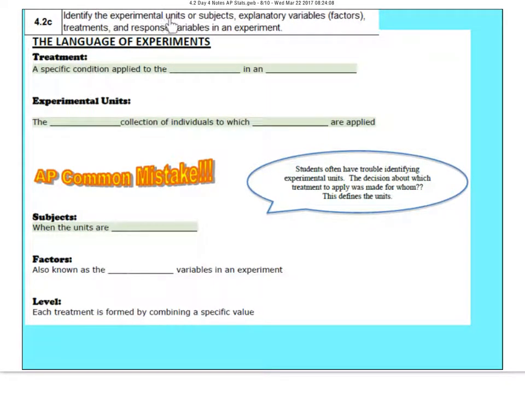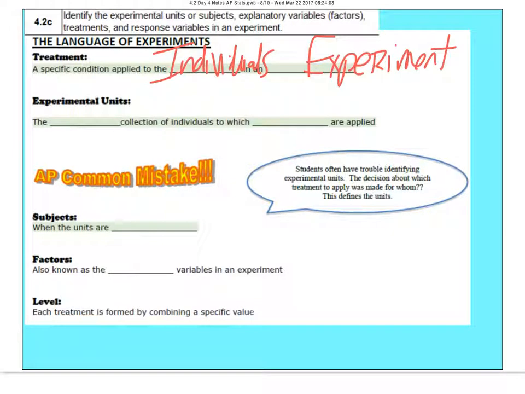4.2c, we're going to identify experimental units or subjects, the explanatory variable and factors, treatments, and the response variable in an experiment. So we've talked about explanatory variable and response. Let's talk about treatment and experimental units. A treatment is a specific condition applied to individuals in an experiment. A common treatment might be a medical company wanting to test out a new type of aspirin. Their treatment might be the aspirin they give the individuals.